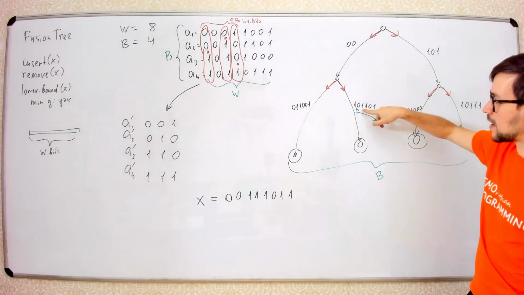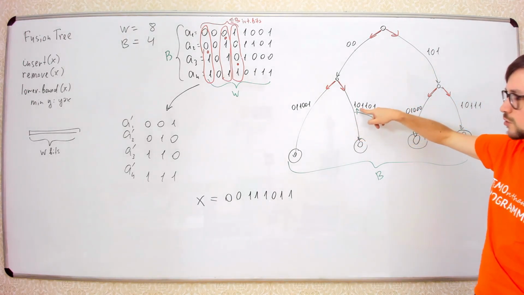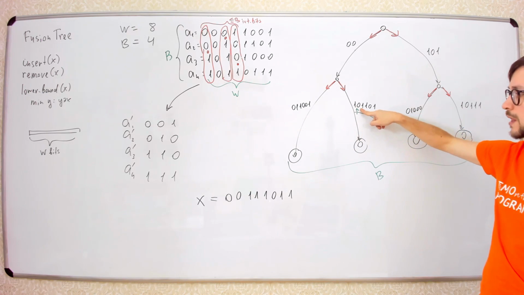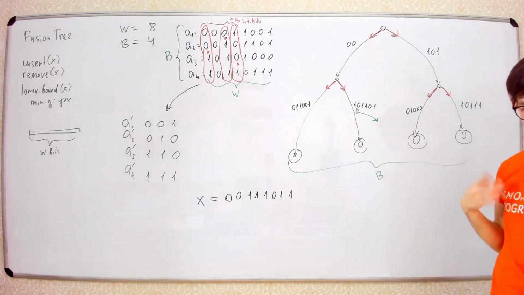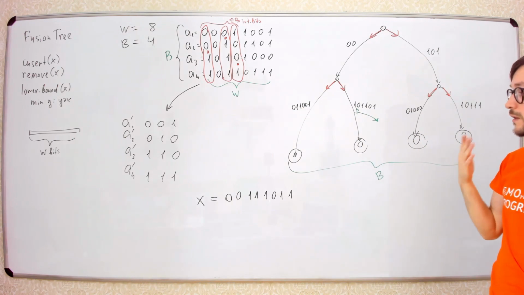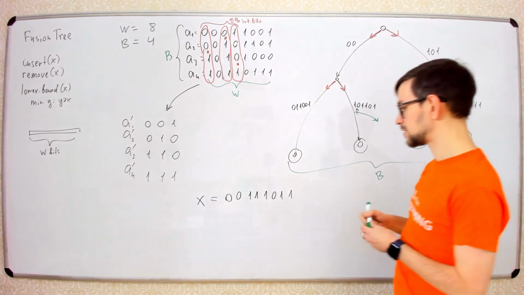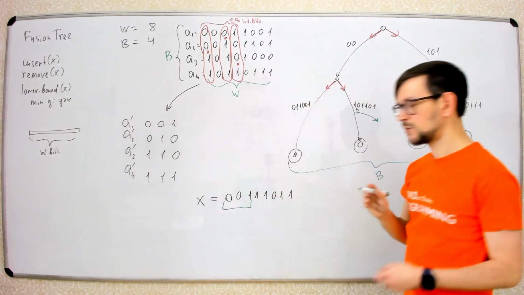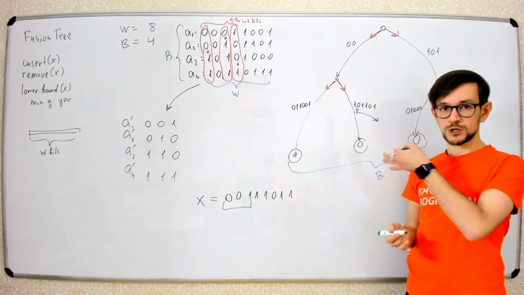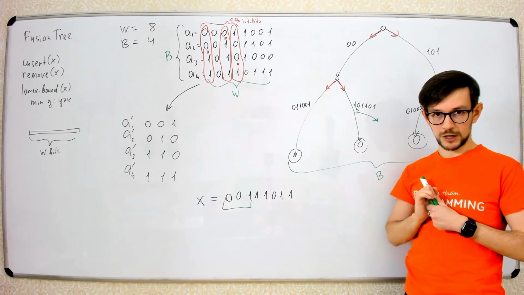So in the trie, your path goes to the left, so you have 0. The next bit is 0. But your x is trying to go to the right. That's what you need to find. So you need to find the positions 0, 0, and so on. So this will be the maximal prefix of x which is represented in your trie.